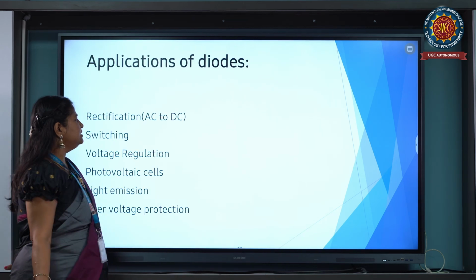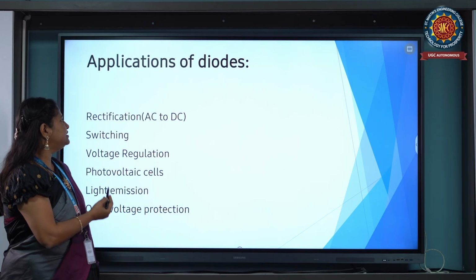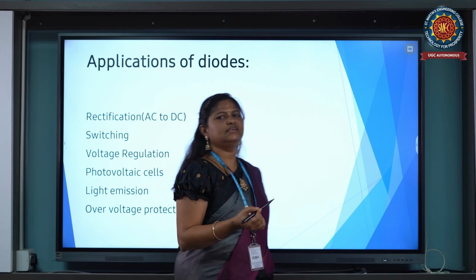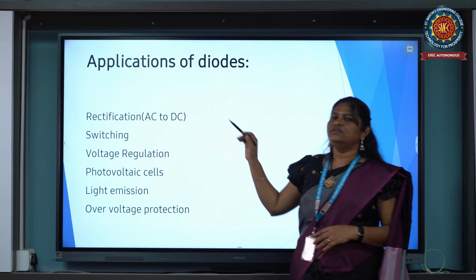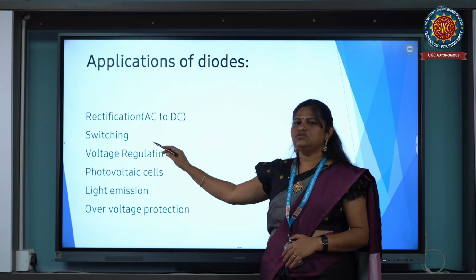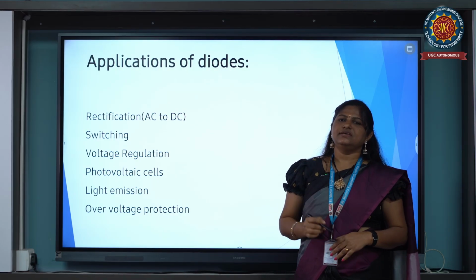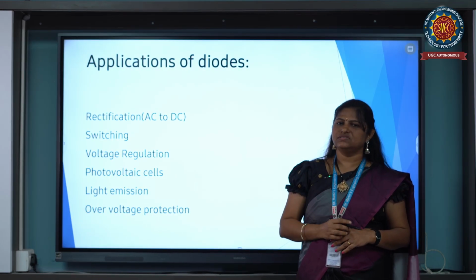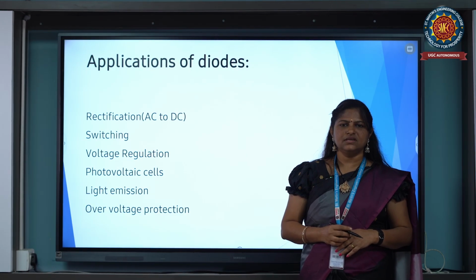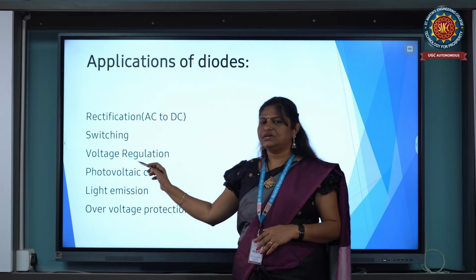And we'll see a few of the applications of the diode. The first application of the diode is rectification. In power supplies, we are using the diode as a rectifier, which converts alternating current into direct current. And the next application is switching applications. In electrical switches, the diode acts like a switch, that is an on switch and an off switch. In forward bias condition, it acts like an on switch. In reverse bias condition, it acts like an off switch. And voltage regulation.